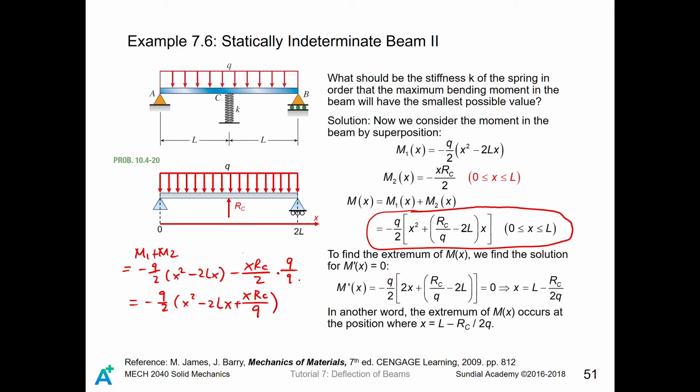Okay, then you write it in this way. You take out x in the latter two terms to get (RC divided by Q minus 2L) times x. So basically you take out the x here and here. Okay, then you will get M1 plus M2 written in this way.